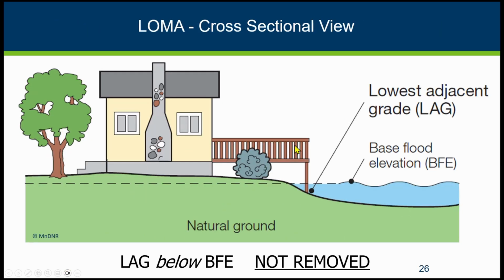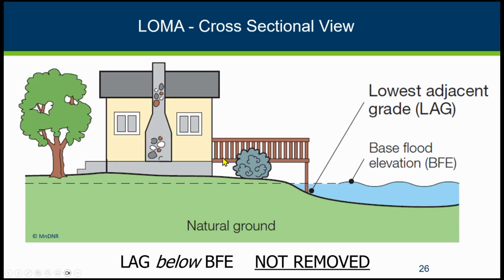However, if you've got an attached deck or stairs, in addition to looking at the lowest adjacent grade at the building, they will look at the lowest adjacent grade for support for the structure like this. So in this example, here's the BFE, and that support is below the BFE, so that would not be eligible for a LOMA.